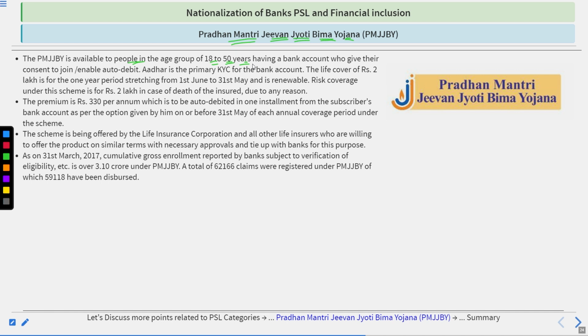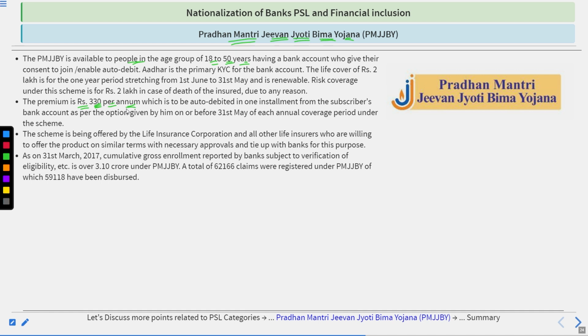Life cover of rupees 2 lakhs is for the 1 year period stretching from 1st June to 31st May and is renewed. Risk coverage under this scheme is for rupees 2 lakhs in case of death of the insured due to any reason. Premium is rupees 330 per annum, which is to be auto-debited in one installment from the subscriber's bank account as per the option given by him on or before 31st May of each annual coverage period under the scheme.